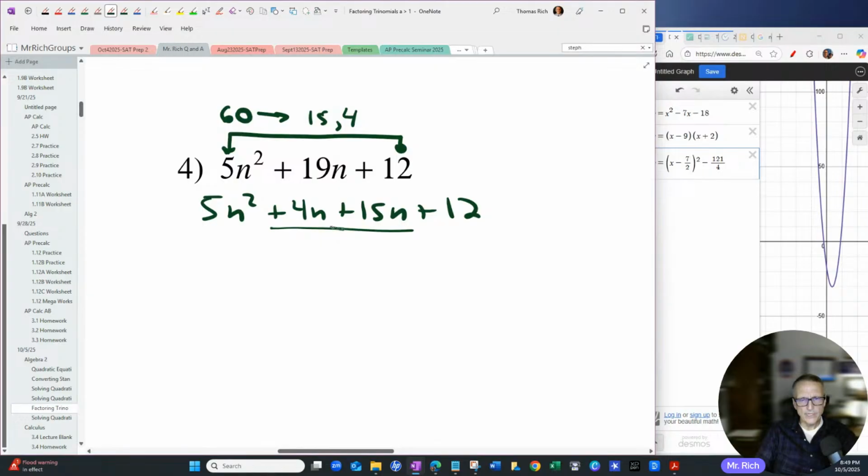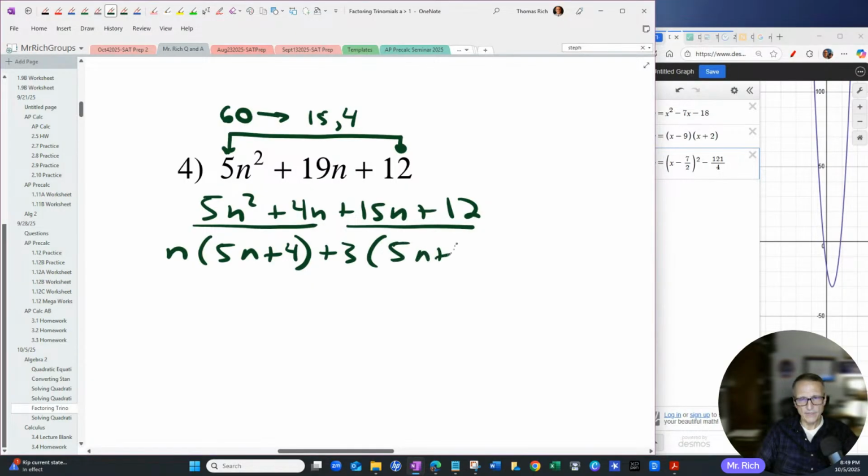Now, why does that help me? Well, what I can do is something called factoring by grouping. I can split these four terms into two pairs and then factor out the GCF from each pair. The GCF on this first pair is just an n. So I pull that out, leaving me 5n plus 4. This pair of terms has a GCF, it looks like, of 3. So I will pull out a +3, leaving me 5n plus 4.